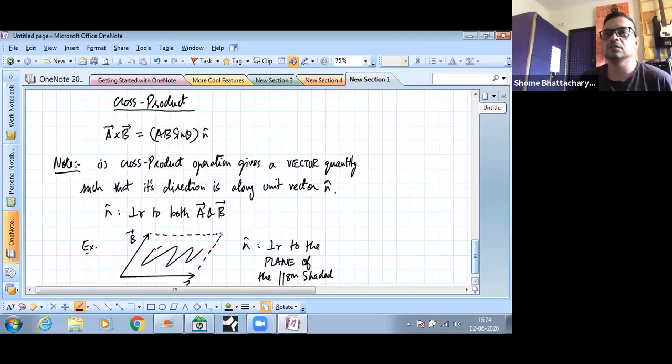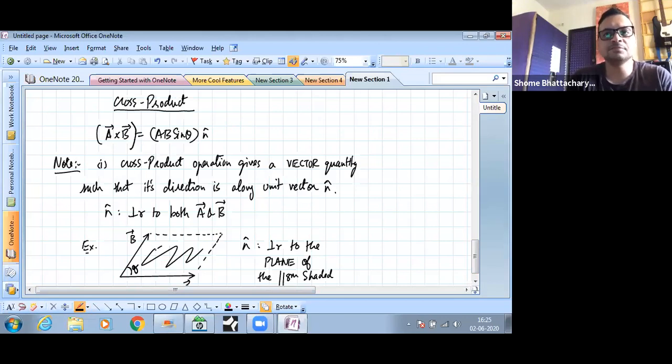That the cross product results in a vector. So this operation results in a vector quantity, and that vector quantity's direction is given by the unit vector n cap, where n cap is perpendicular to the plane of the parallelogram formed by A and B. In this case, n cap is coming out of the plane of the figure, but sometimes it can also be going into the plane. So that is what we'll understand next.